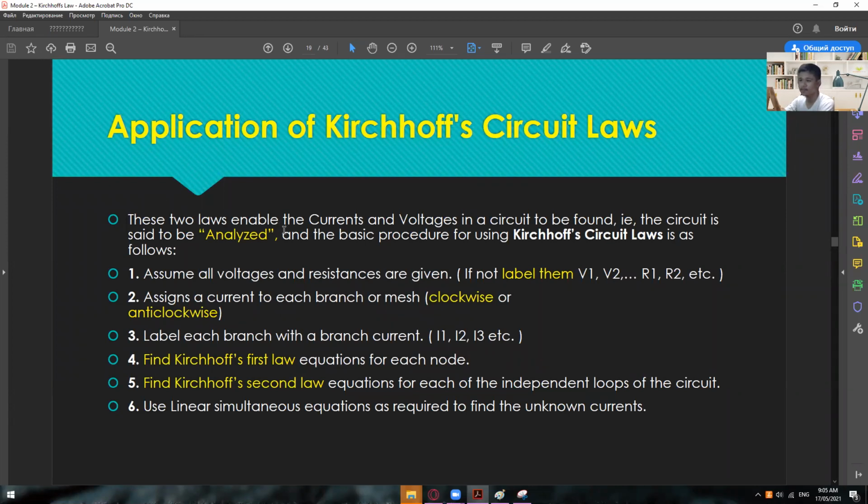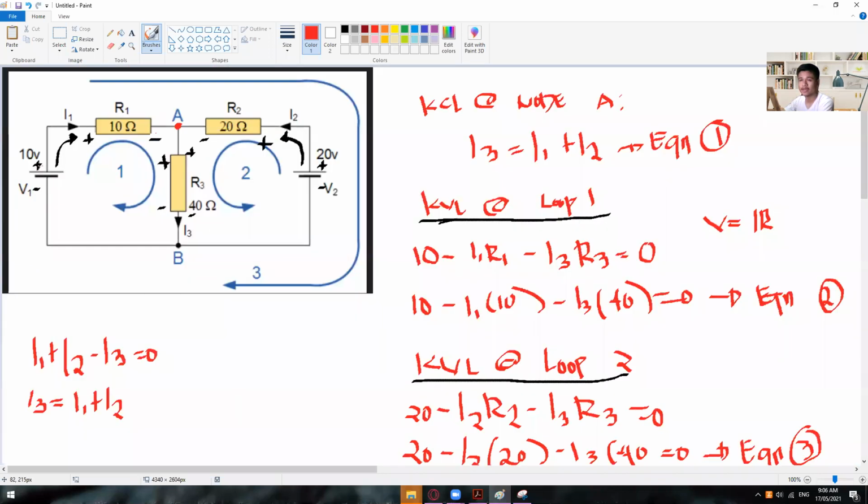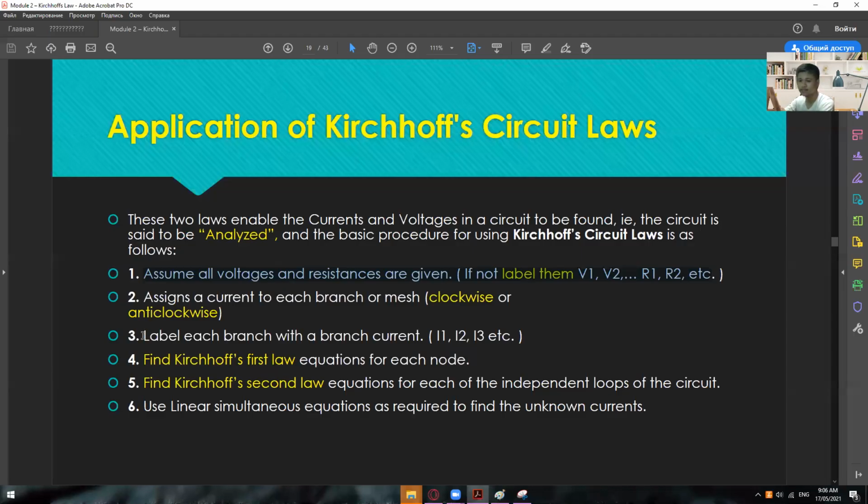So these two laws enable the currents and voltages in a circuit to be found. For example, the circuit is said to be analyzed, and the basic procedure for using KCL or Kirchhoff circuit laws is as follows. First, you have to label everything, like what we did a while ago. So we put our signages, positive, negative, and then the flow of current, and then your assumed method to be exact. In here, we've used the conventional method, and then in here, we've used the electron method, or the counterclockwise. Then after that, you can now proceed to step number 3.